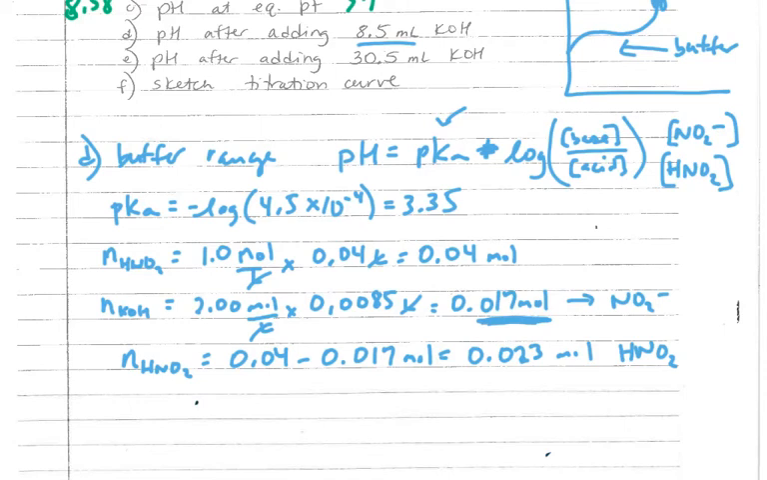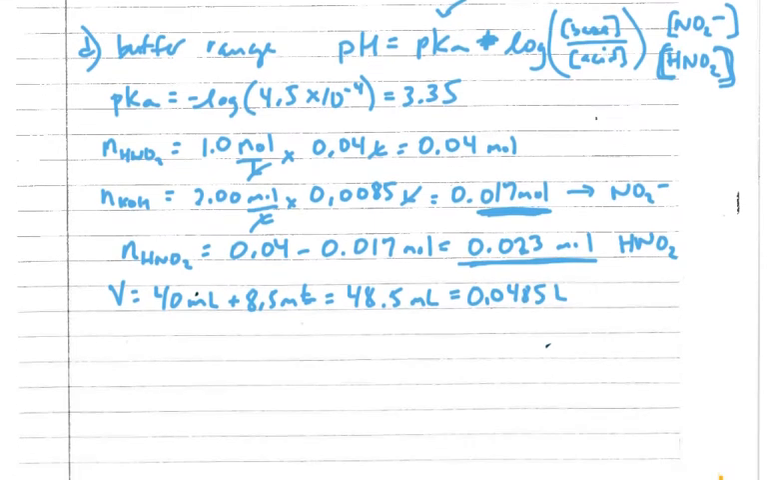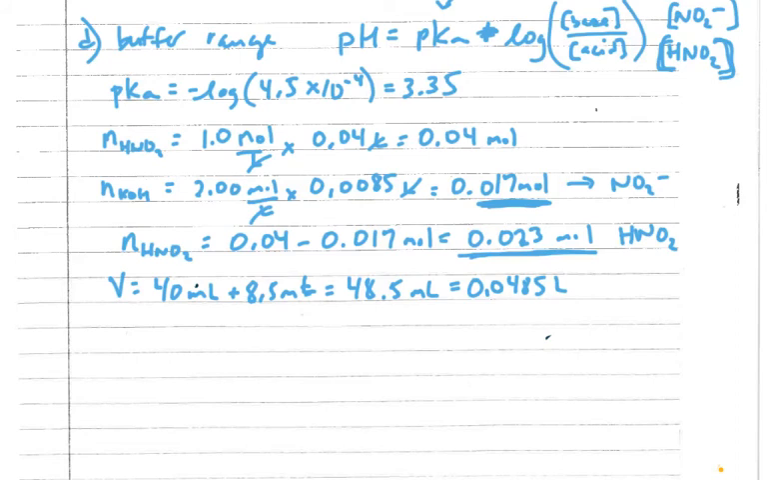All right, so that's how many moles of base we have, of the conjugate base, and this is how many moles of the conjugate acid. But we need to figure out concentration. Remember, brackets are concentration. So the total volume that we have at this point, we have a set volume of 40 milliliters of acid. We've added 8.5 milliliters of our titrant base. So now we have 48.5 milliliters total volume, which is equal to 0.0485 liters. This is definitely the longest step of this problem.